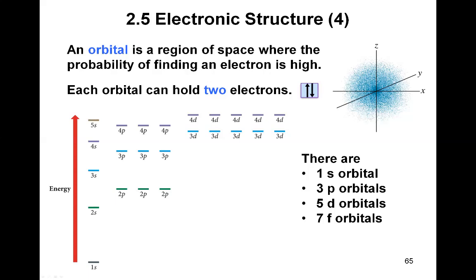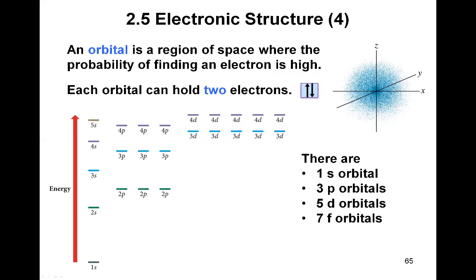Then comes the third shell with 3 subshells, the S, the P, and the D. The 3s subshell has only 1 orbital. The P subshell has 3 orbitals, and the D subshell has 5 orbitals. Then comes the 4th shell with 4 subshells, the S, the P, the D, and the F, but the F is not represented in this drawing.